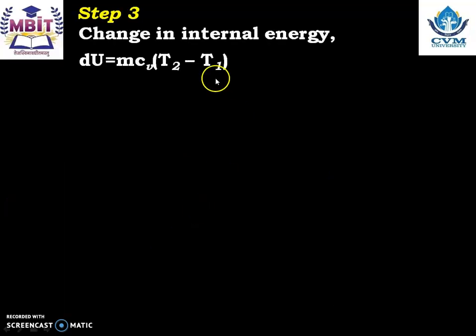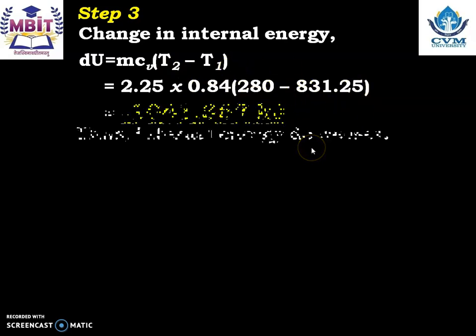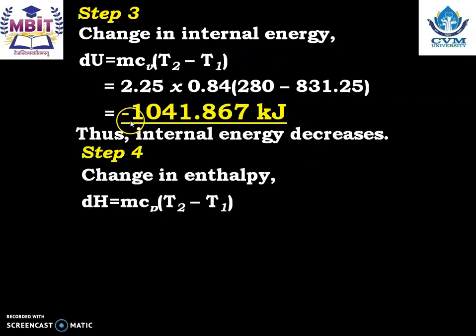Now let us calculate change in internal energy. And what is the equation? Delta U is equal to m Cv delta T, that is T2 minus T1. Mass they have given, Cv they have given, T2 and T1 that we know, because T2 is given, T1 we have calculated. So it is like this: mass is equal to 2.25 multiplied by Cv 0.84, T2 they have given, 280, minus 831.25, T1 that we have calculated. So the answer is minus 1041.867 kilojoule. It means internal energy decreases.